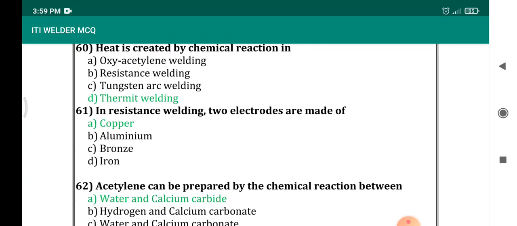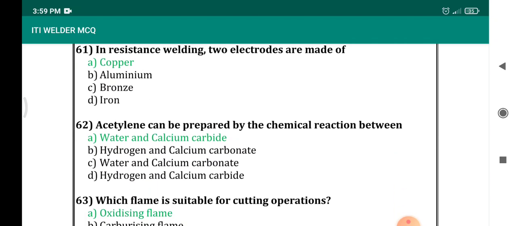In resistance welding, the two electrodes are made up of what? Normally the resistance welding electrodes are made up of copper. It's a very important, repeating question. The electrodes for resistance welding are made of copper.